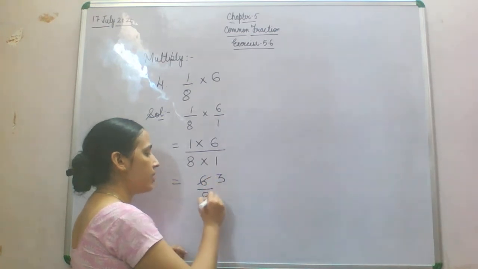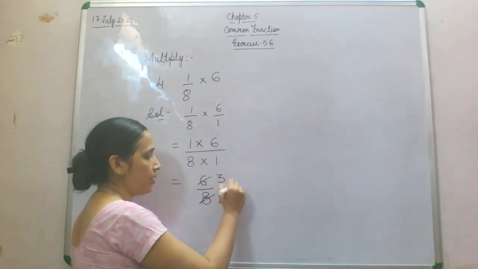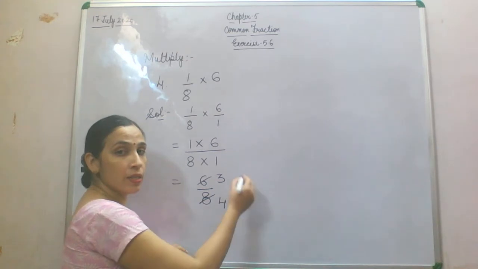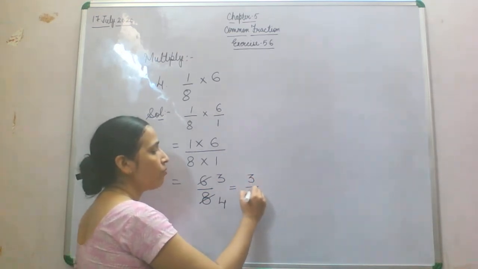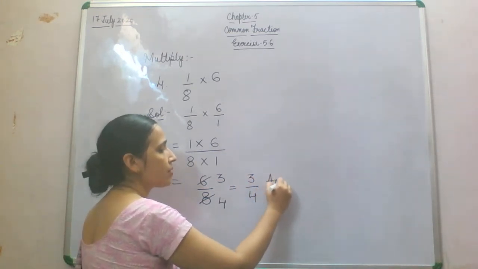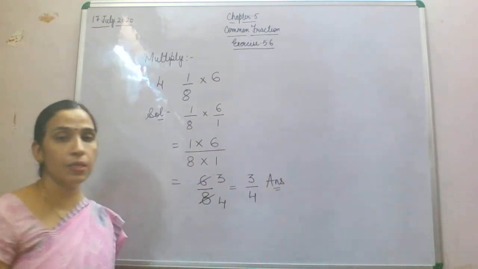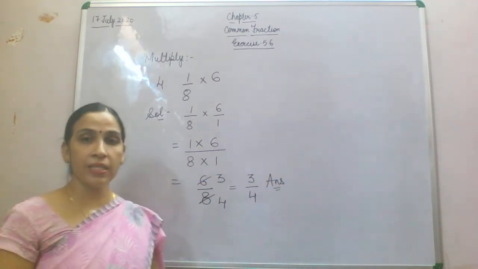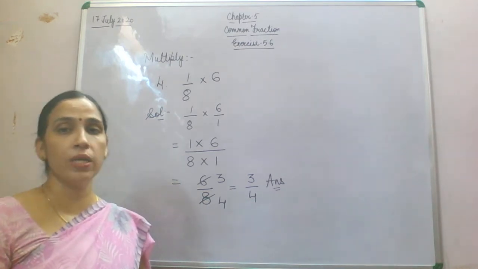2 3s are 6, 2 4s are 8. So what answer will you get? You will get 3 by 4 as the answer. What is your answer? 3 by 4. So let's see this question once again. What is given to you?